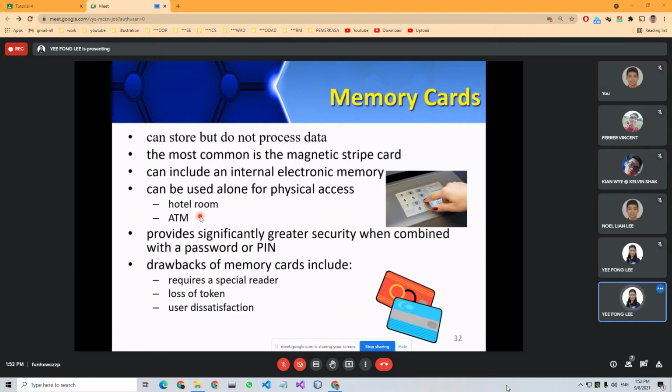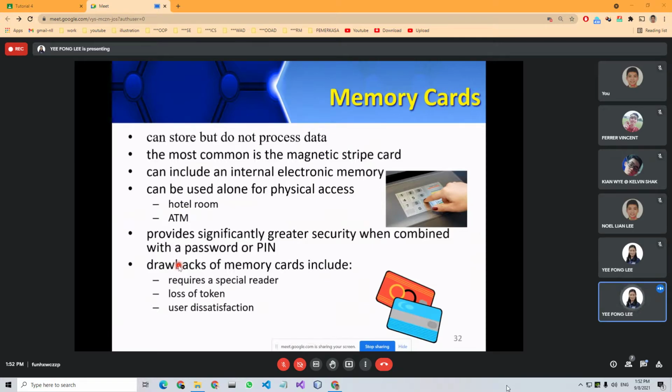This type of card can store data and also requires an inexpensive card reader, which means it is easy to apply, and the card reader is also inexpensive. This memory card includes internal electronic memory. As mentioned just now, it can be used for physical access. How about the other one? The ATM card is also under memory card.